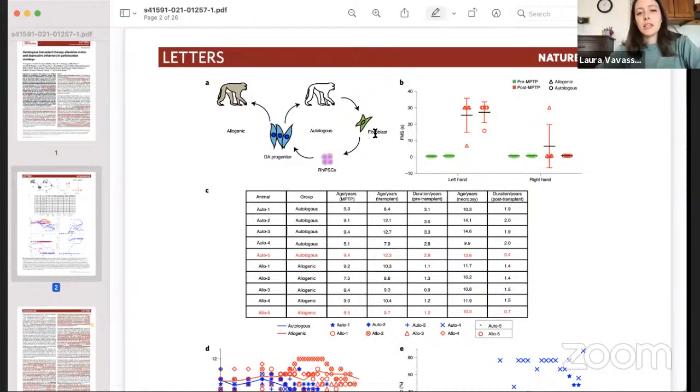So basically, skin tissue cells were extracted. Then they were converted into pluripotent stem cells, and then they were in turn converted into dopaminergic progenitors. And for the autologous group, they were re-injected into the same subject, while the allogenic group, which was made of another 5 monkeys, received the dopaminergic progenitors that were derived from another animal.